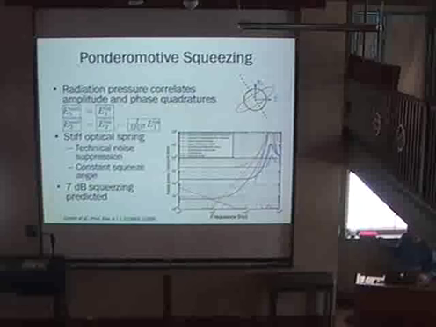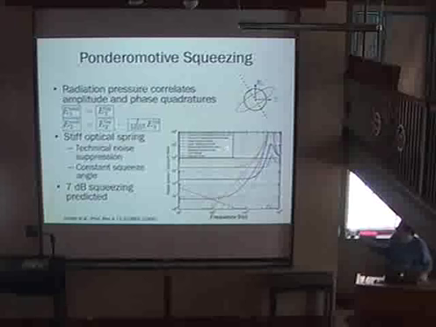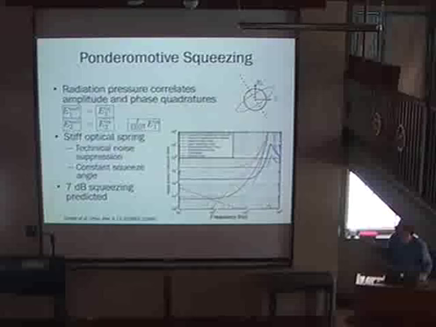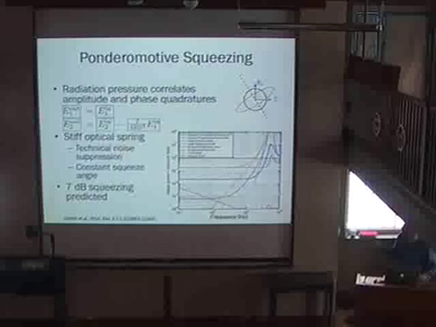So one of the things we've done is we made a noise budget to try and predict how much squeezing we could see in the system, which is taking into account the losses in the cavity and the laser noises and suspension and optic thermal noises. And we should be able to see up to 7 dB of squeezing in this system once we can see the radiation pressure at all.